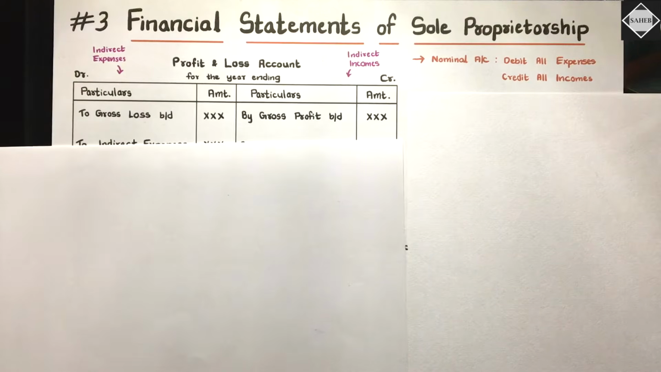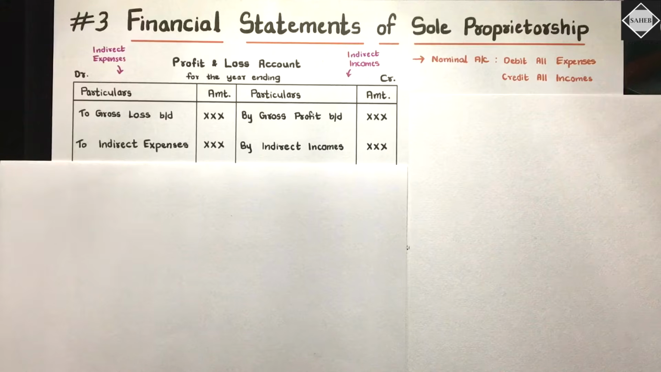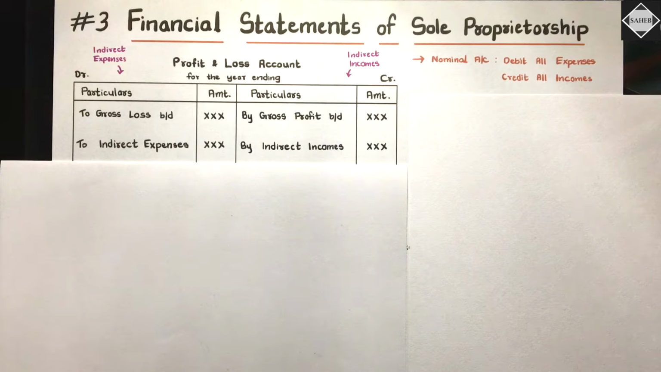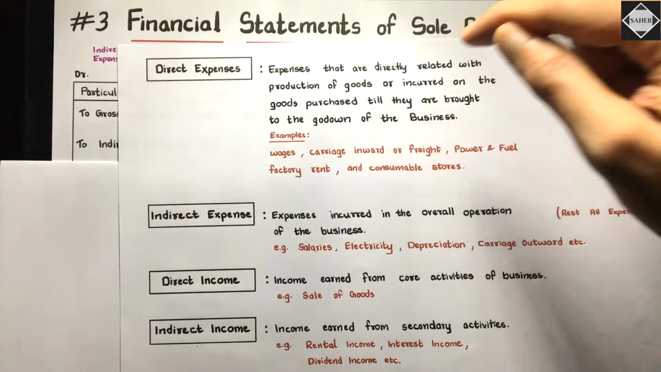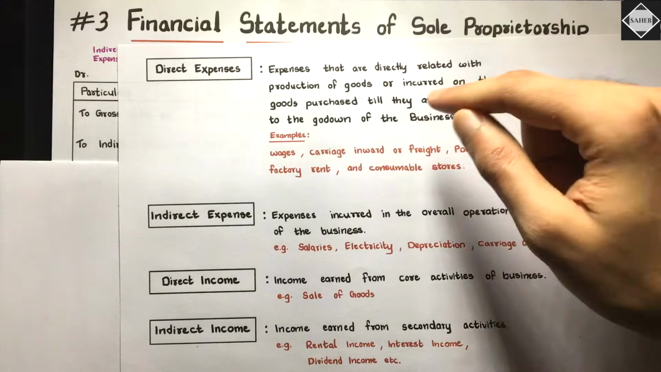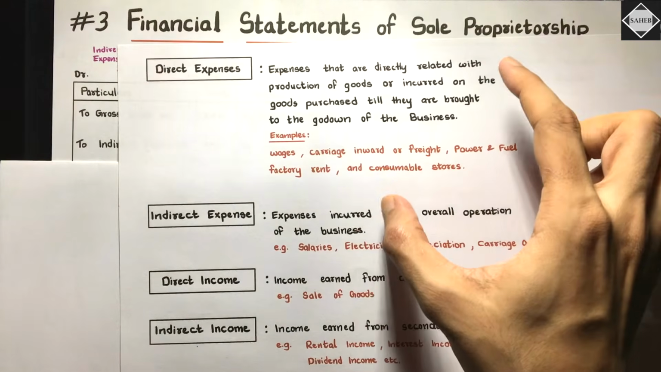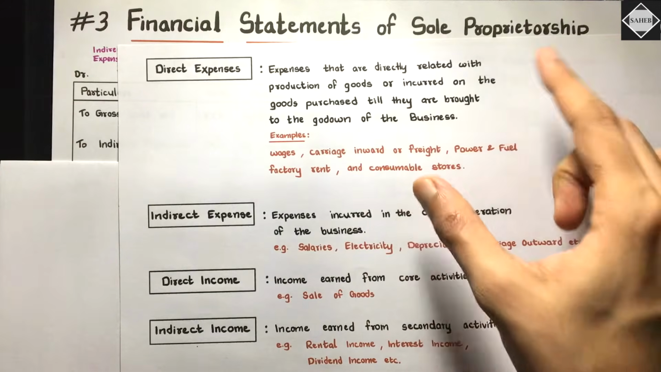Fine. So see, indirect expenses and indirect incomes. Is that clear? Now, how will you get to know whether it's a direct or indirect income? See, we have discussed that. What are direct expenses and what are direct incomes? Expenses that are directly related with the production of goods or incurred on the goods purchased till they are brought to the godown of the business. We have understood this completely in the second video, isn't it?